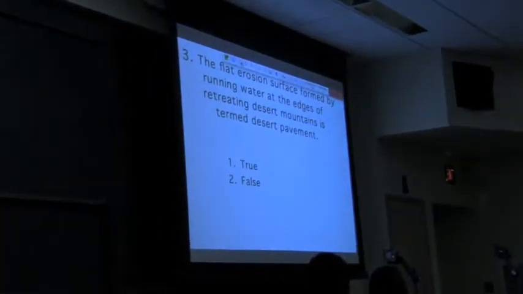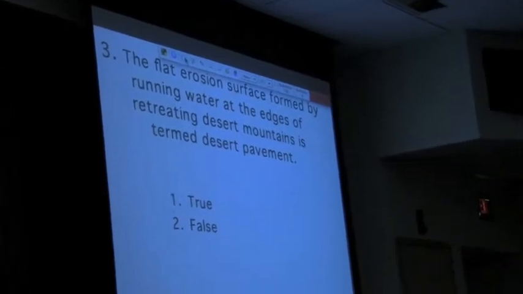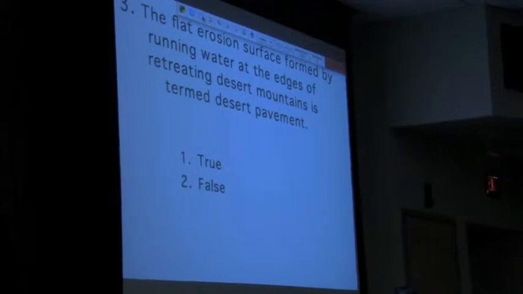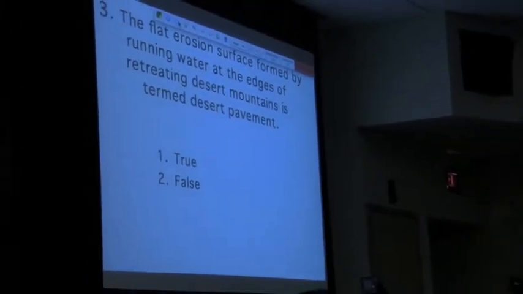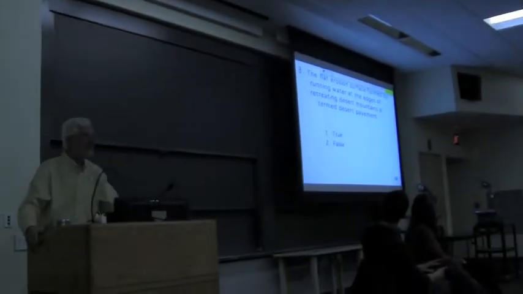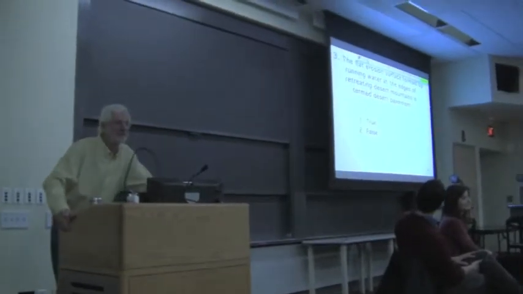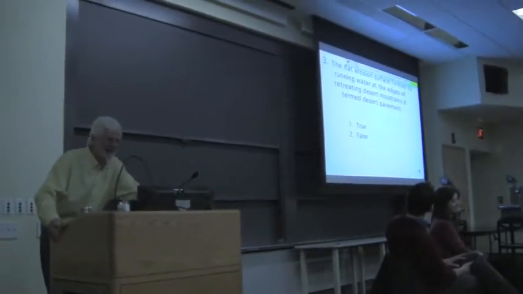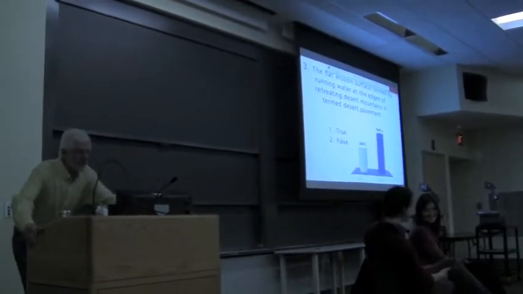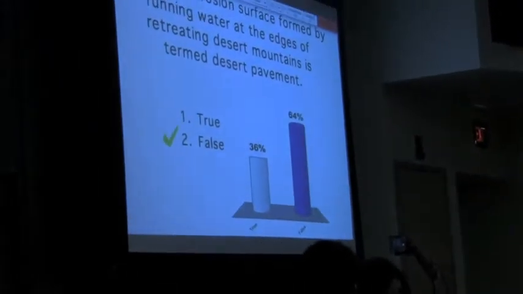Here's another hard one. The flat erosion surface, I only mentioned it like twice, formed by running water at the edges of retreating desert mountains, is termed desert pavement. Look at this face. Would I lie to you? Would I try to trick you? Would I do mean things to you? Okay, the countdown. You're firing away. And you said 64%, two-thirds said false. That's the correct answer.